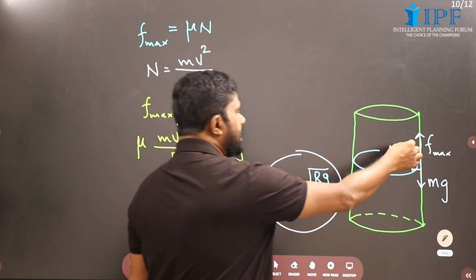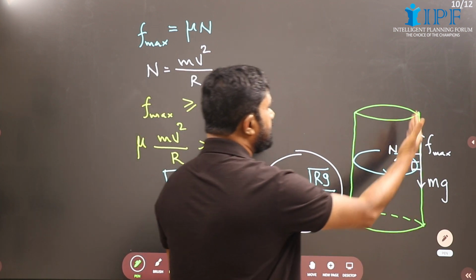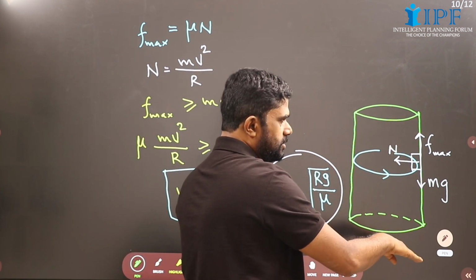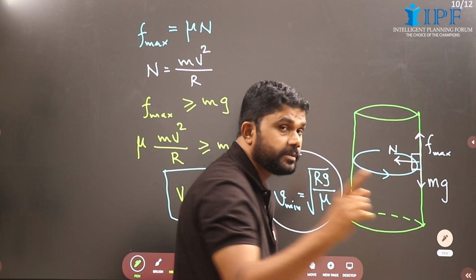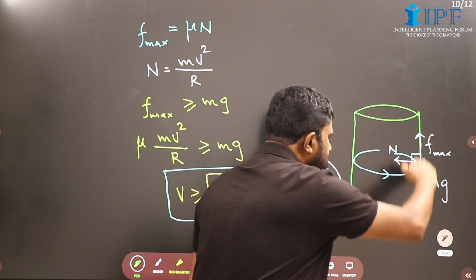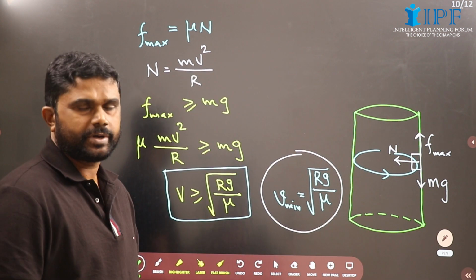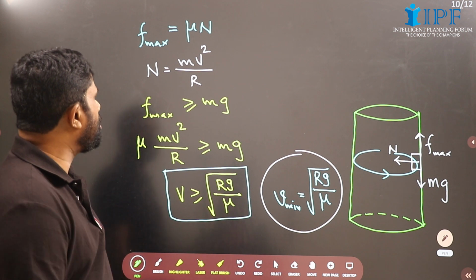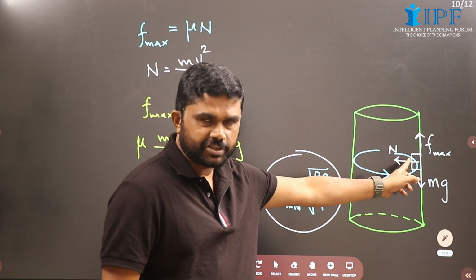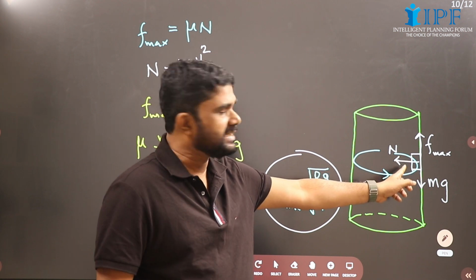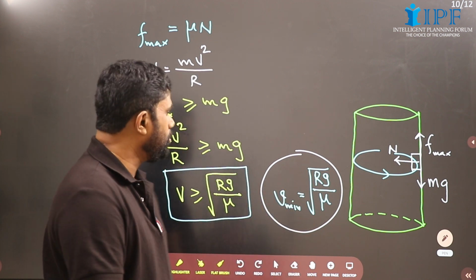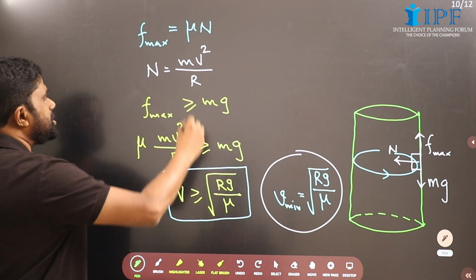Now weight will be acting down. Frictional force supports this weight. There is no motion along this direction. So the frictional force acting upwards will be static friction, because it is the friction acting on a body at rest, since along this direction the body is at rest. Now F max equal to mu into normal reaction. The static friction is a self-adjusting force that is acting upwards, and it must be greater than or equal to the weight. So F max greater than or equal to mg.